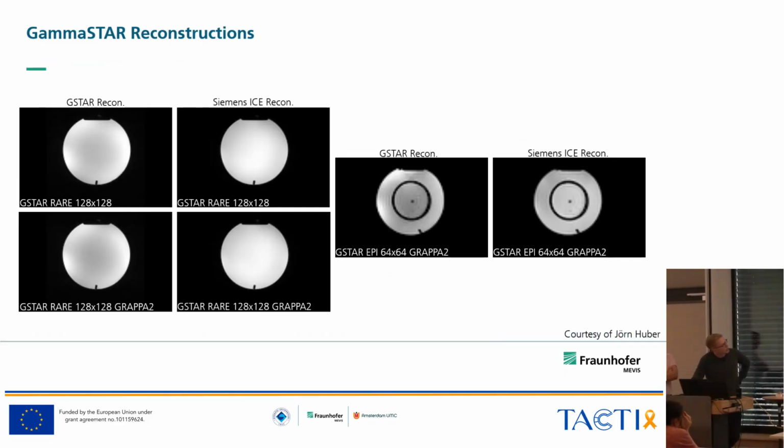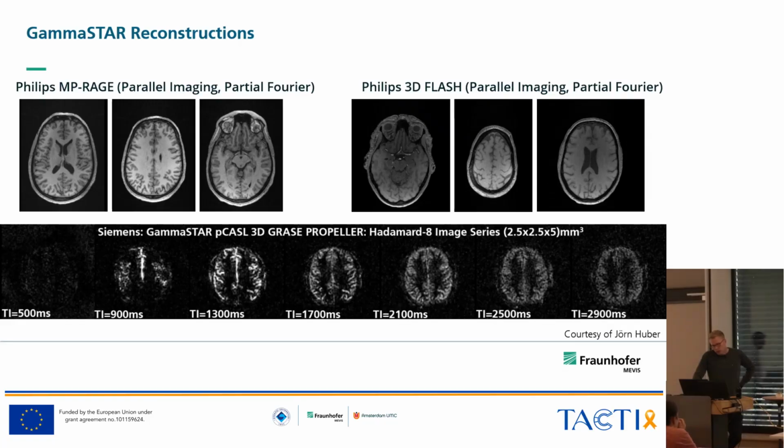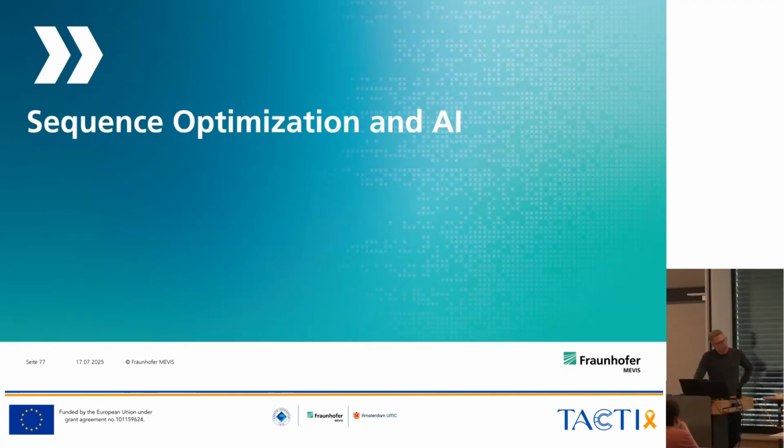So we had some basic examples or comparisons, which are some months old right now, where we compare to the Siemens reconstruction, and we saw that it worked quite nice. And we also have some high resolution ASL images acquired using a pseudo-continuous 3D GRASE propeller sequence from gammaSTAR. And so that's basically from the reconstruction side.